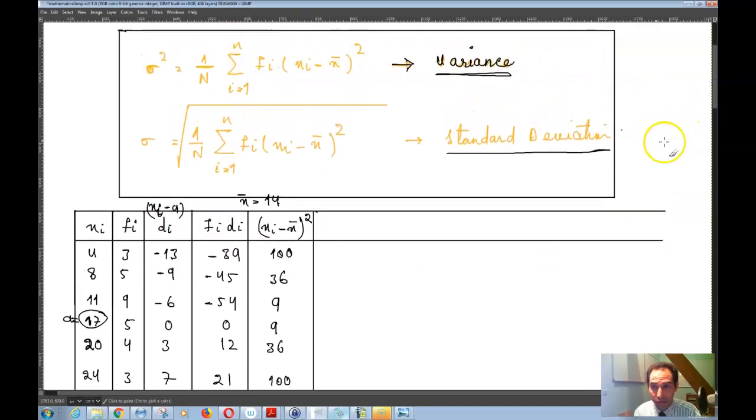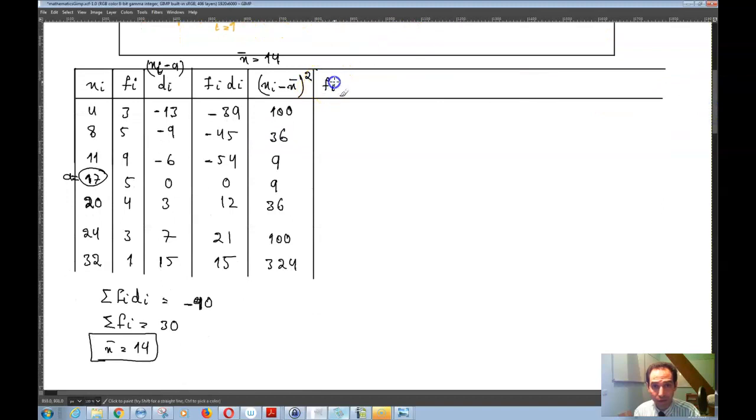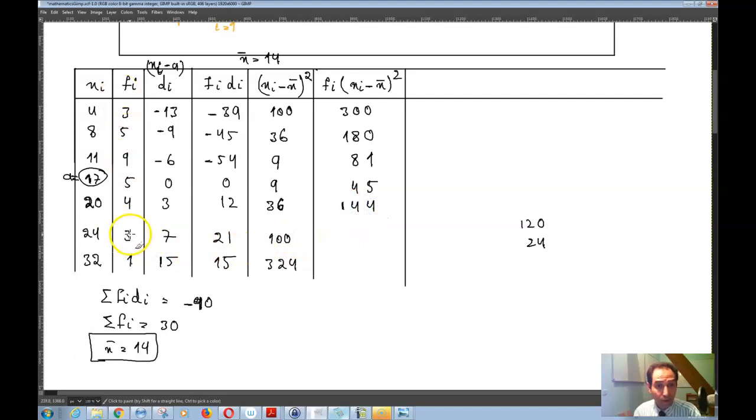calculate f_i times this expression. So I calculate f_i times (x_i minus x bar) all squared. Now f_i times: 3 times 100 is equal to 300, 5 times 36 is equal to 180, 9 times 9 is equal to 81, 5 times 9 is equal to 45, 4 times 36 is equal to 144, 3 times 100 is equal to 300, and 1 times 324 is 324.